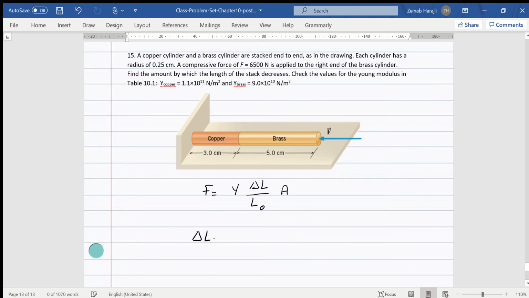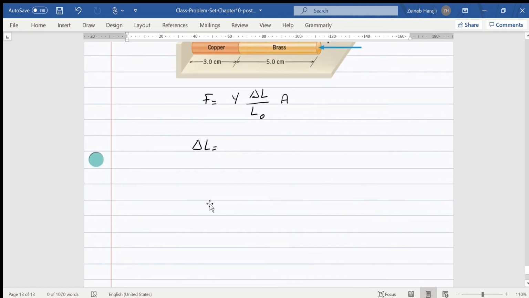We rearrange this equation to find an expression for delta L, and this will be F L0 over YA. Now we have two different materials, so it's better that we consider them separately because we have different Young moduli for each cylinder. And so we can just find the decrease in the length for each material, and finally the total decrease will be the sum of delta L for each cylinder.